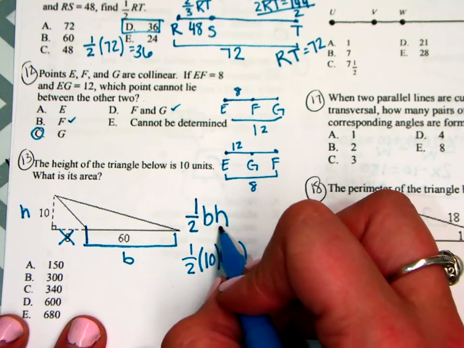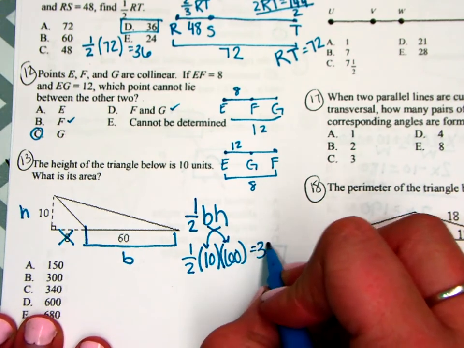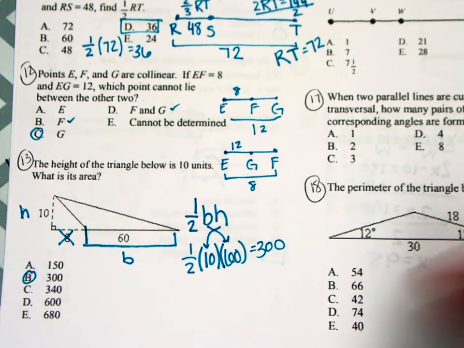Sorry, I know I flipped that. I put height first and base second. It's okay. 1/2 of 10 is 5. 5 times 60 is 300. The answer is B. The 8 is there to throw you off. You don't need it.